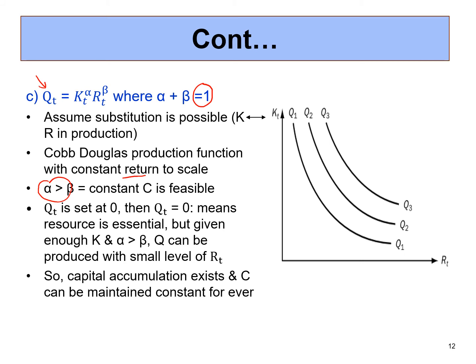Okay, so our output should be set equal to 0 when resources are zero. When the output equals 0, it means that resource is essential. Resource is important. But given enough capital, and our alpha is actually bigger than beta, the output can be produced with a small level of resources. So we can say that capital accumulation can exist and consumption can be maintained constant forever because we are using small amounts of resources so that the resources can be used and will not be decreasing. Okay.